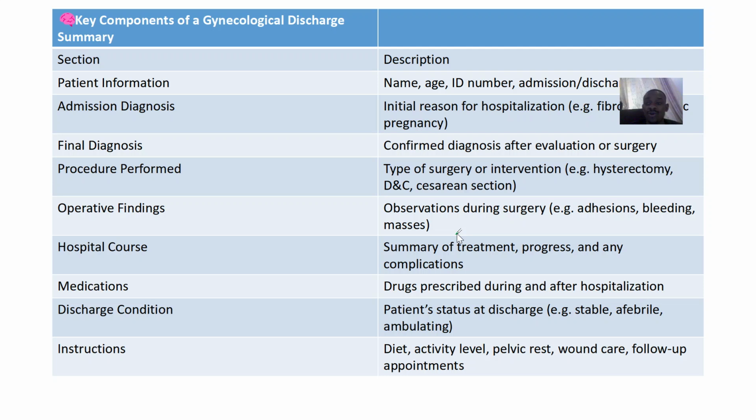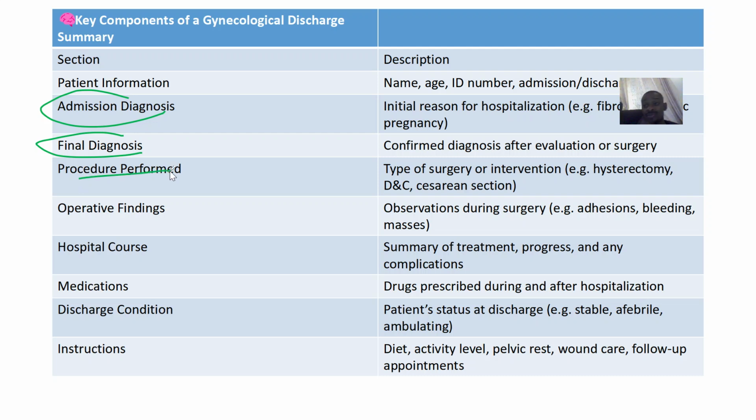So what are the key components? What are the different things you see in a gynecological discharge summary? All right, so you see the name of the patient, the age, all right, could be national ID number, could be hospital number too. Admission diagnosis. What was the person diagnosed with? All right, maybe at the accident and emergency center. So when the person was brought to the ward after all those tests, laboratory tests, physical examination, medical history, what was the final diagnosis?